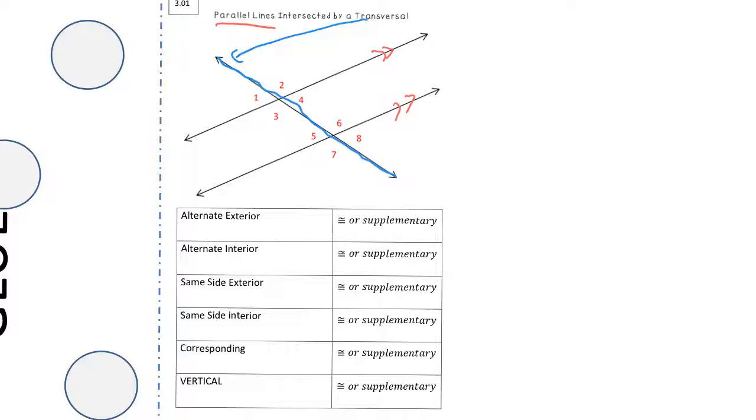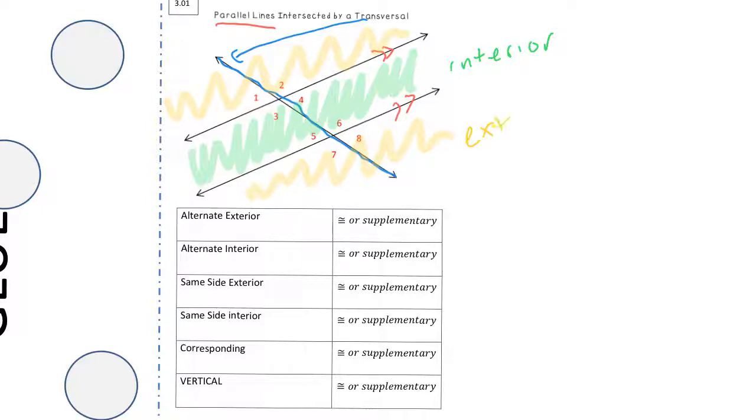First, inside the parallel lines is known as the interior. And outside the parallel lines is known as the exterior. And then if my angle is on the same side of the transversal, like angle 1, 3, 5, and 7, they're called same side. And when they're on opposite sides, like 2 and 7, they're called alternate. So just how we start naming these angles.